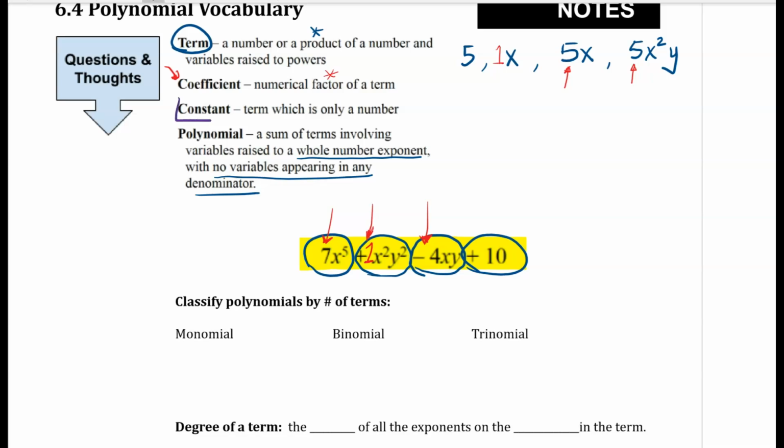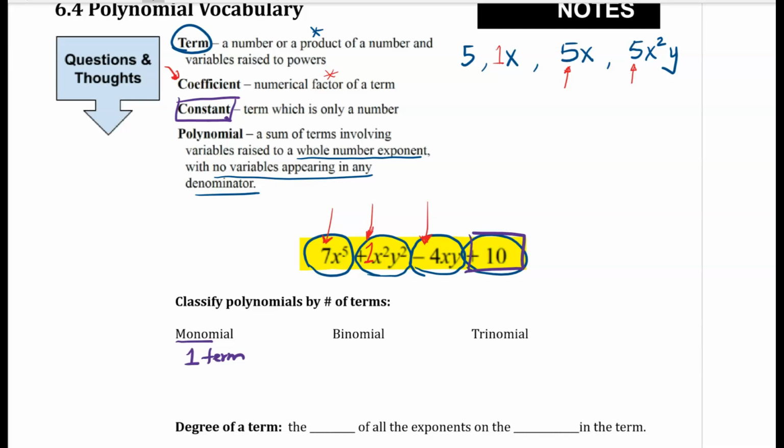Constant was another one of our vocabulary words, so let's go ahead and draw a rectangle around the constant term in our polynomial. We can classify polynomials by how many terms it has in it. Not all polynomials get classified, but if we have a polynomial with only one term, then we have a monomial because mono means one. So one term.